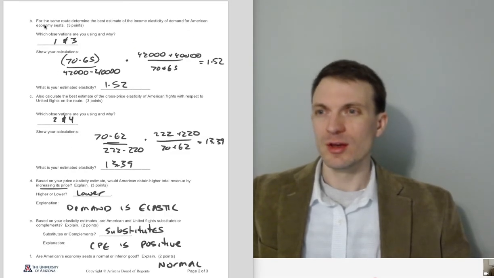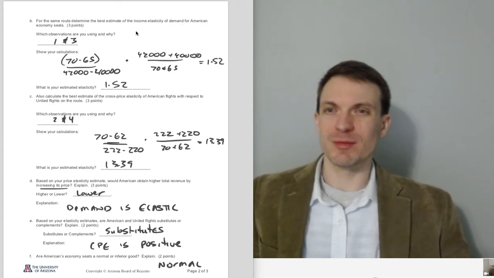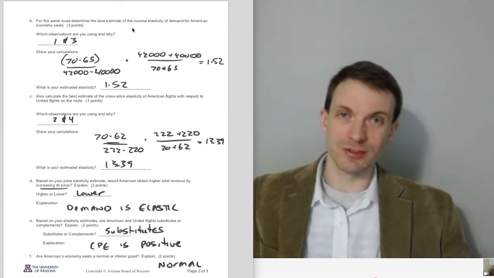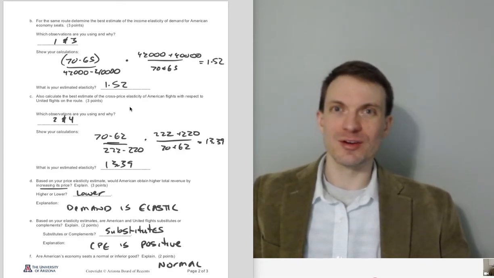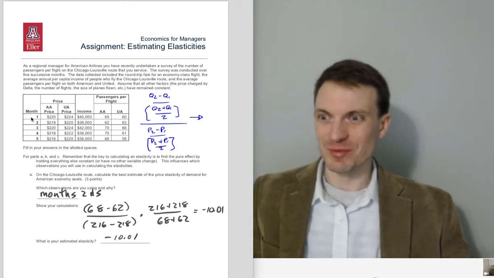Okay, so for the same route, determine the best estimate of income elasticity. Well, now we only want income elasticity. So we want to think of how a percentage change in income leads to a percentage change in quantity. So we want to find two months where only income and quantity change. Okay, so month 1 and month 3.